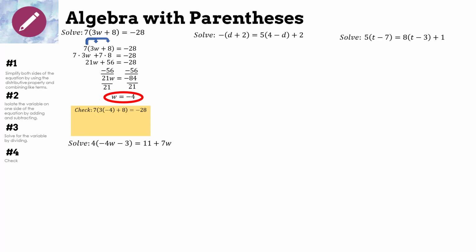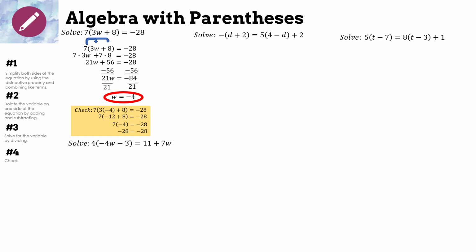I'm going to put negative 4 in for w and follow the order of operations. So 3 times negative 4 is negative 12. Negative 12 plus 8 is negative 4. And 7 times negative 4 is negative 28. And yes, our answer is w equals negative 4. I circled it a little too soon, but that's okay.